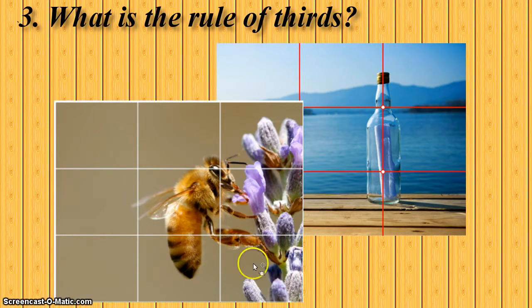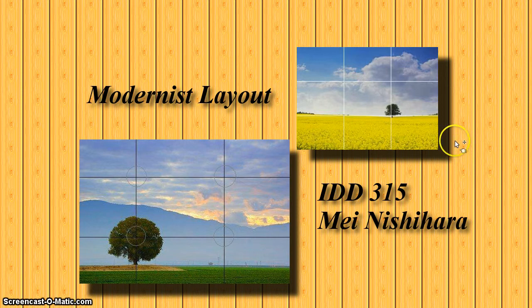It's using these 6 squares and leaving these 3 squares blank. It really balances out. It looks really nice. And I also wonder if you guys noticed, but the first page that I created for this presentation, the Modernist Layout, actually uses the rule of thirds.